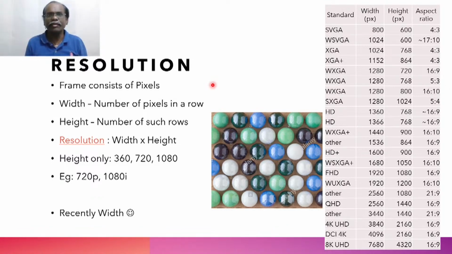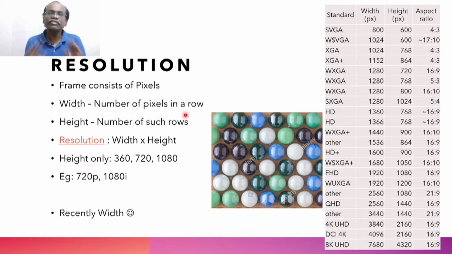You take a frame. For example, I have given a frame. Now each ball is a pixel. I have just given one small analogy here. Each ball is a pixel. There is no half ball. I have taken a part of the frame and I am showing it to you. This is how it has been arranged.